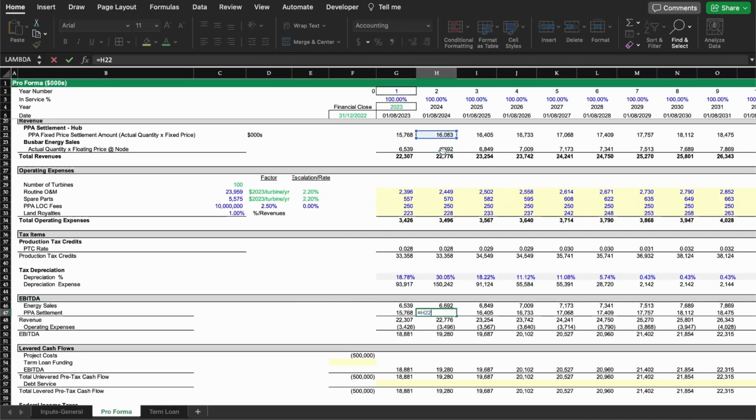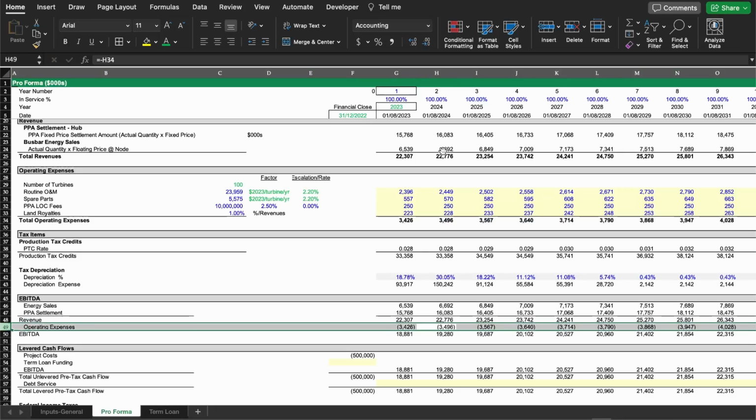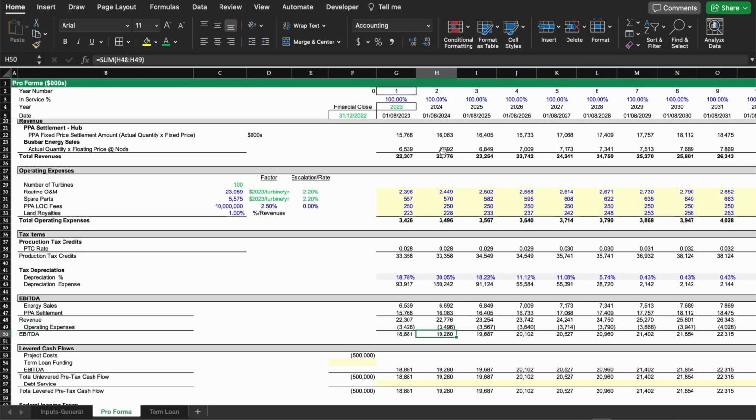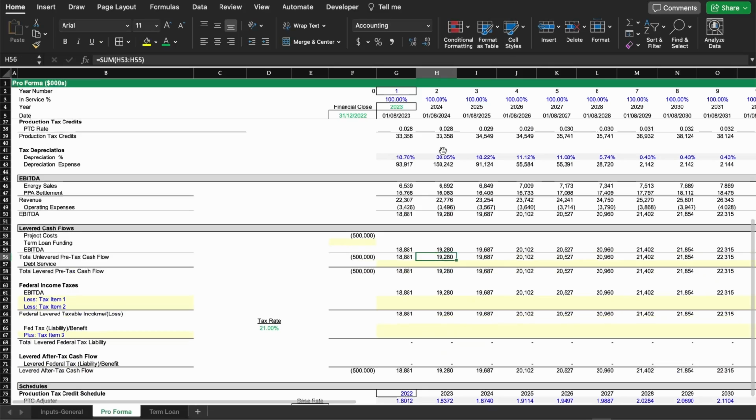Then we have the PPA, that's correct. So we have the total revenue, we have the total cost, which is correct, right? Now here you can see it comes as a negative number because we have to do the difference between the revenue and the operating expense to get to the EBITDA, which we have in here. Okay, that's cool. Let's go down here.